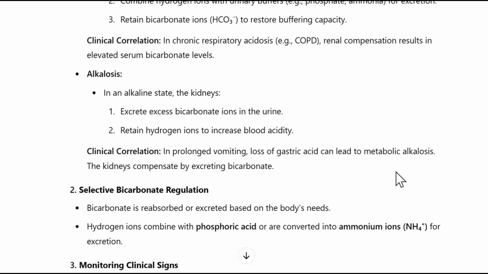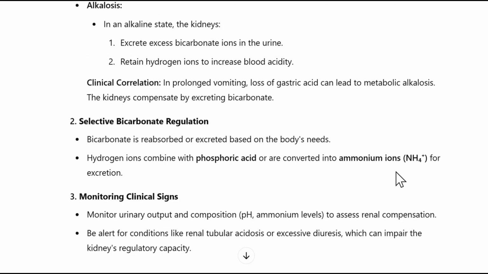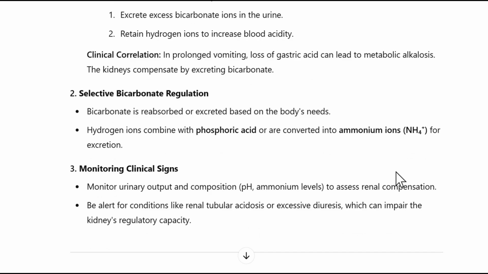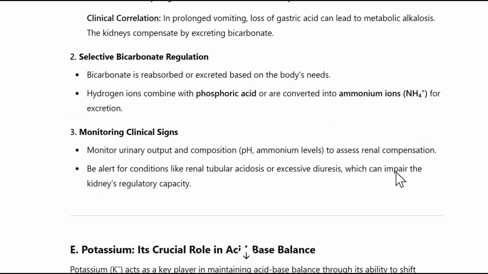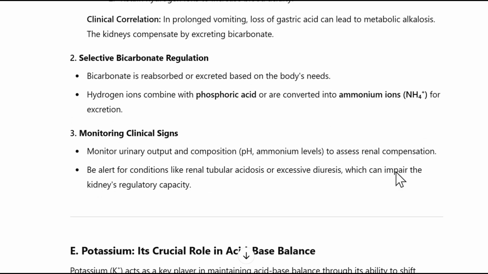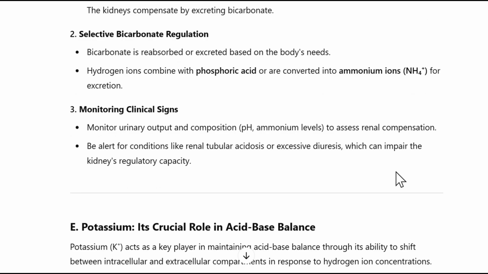2. Selective bicarbonate regulation. Bicarbonate is reabsorbed or excreted based on the body's needs. Hydrogen ions combine with phosphoric acid or are converted into ammonium ions, NH4+, for excretion. 3. Monitoring clinical signs. Monitor urinary output and composition, pH, ammonium levels to assess renal compensation. Be alert for conditions like renal tubular acidosis or excessive diuresis, which can impair the kidney's regulatory capacity.